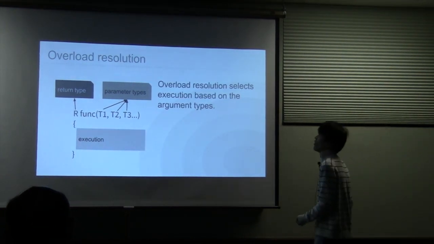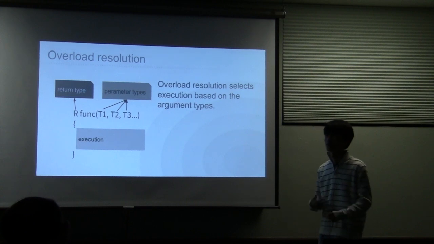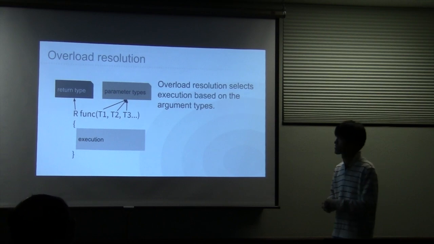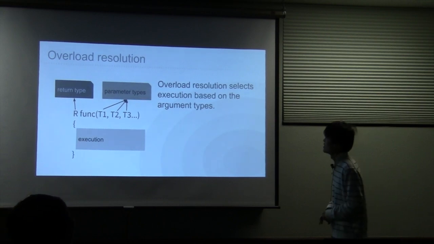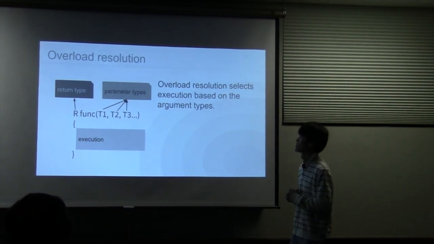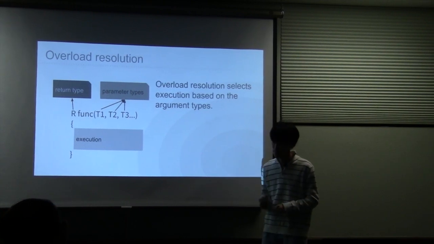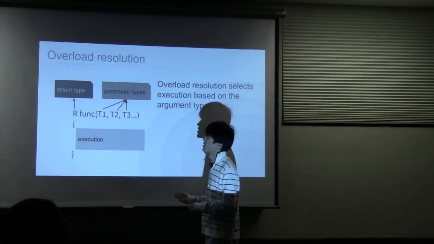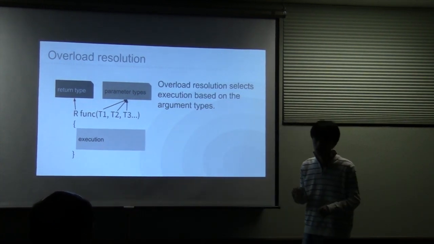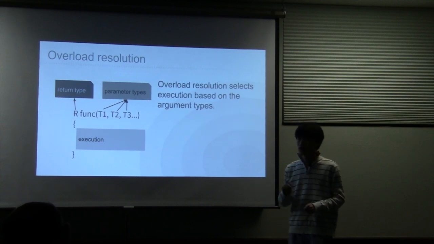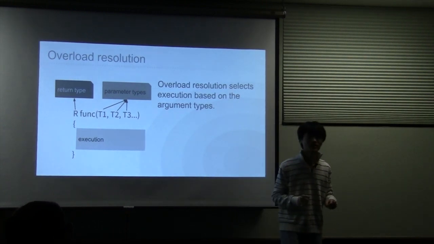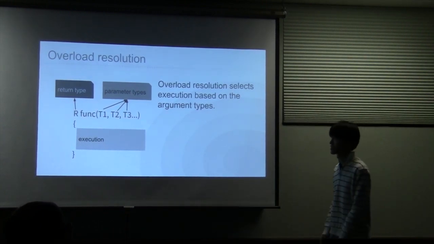So we all know what an overloaded function is, right? They have the same name and might go in the same context, but that's a standard detail. So what is overload resolution? Overload resolution selects an execution based on the argument types. According to the standard, the return type itself does not contribute to the overload resolution, but the procedure to calculate the return type might. We are going to see examples later.